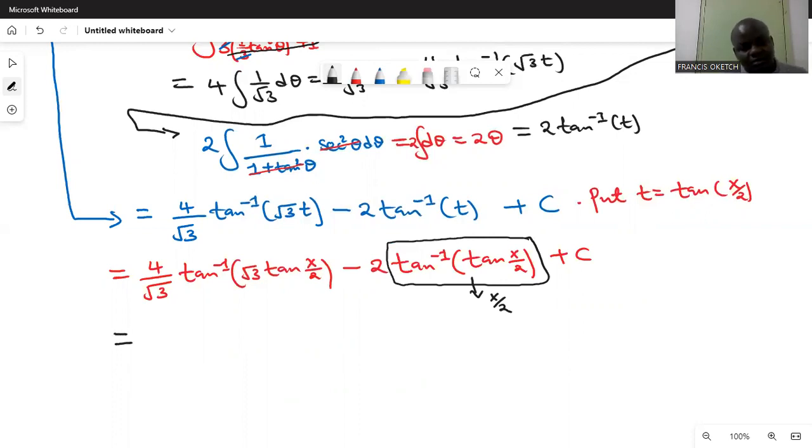So this will now give us 4 over root 3 tan inverse of root 3 tan x over 2 minus x plus a constant c. So this is our solution for the given integral.